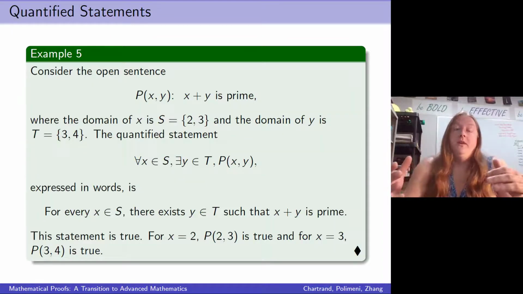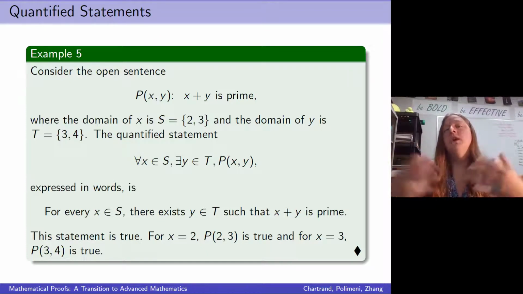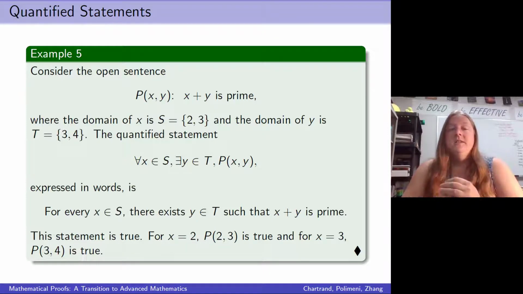Another thing we can do with quantified statements is we can combine quantifiers in different orders and make more complicated statements. So consider an open sentence P of X, Y. We've got two variables here. So the open sentence is going to say X plus Y is prime. The domain for X is going to be my set S that has the numbers 2 and 3 in it. And the domain for Y is going to be a set T that has the numbers 3 and 4 in it. So whenever we have multiple variables, they can come from different domains. We need a domain actually for each variable.